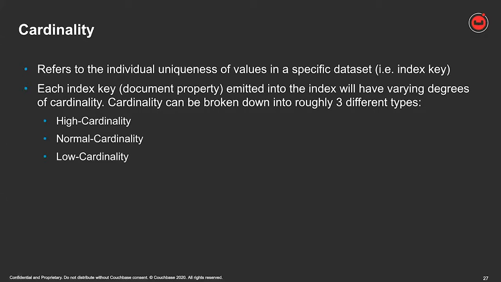Cardinality is referring to the individual uniqueness of values in a specific data set. An example of high cardinality would be things like an email address, a username, a GUID. Normal cardinality is going to be first name, last name, city. Right? There's some uniqueness, but not a lot. And low cardinality is going to be things like a status field or a Boolean field. There's not a lot of possible combinations for low cardinality.